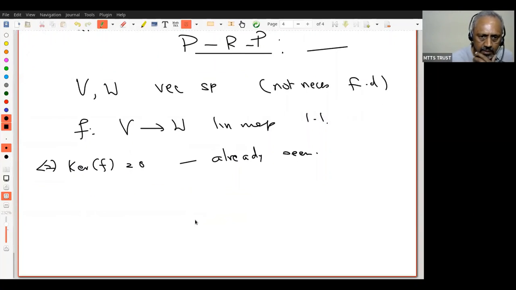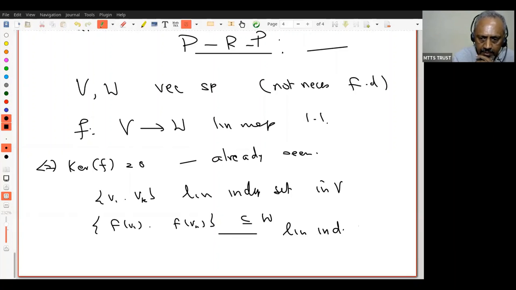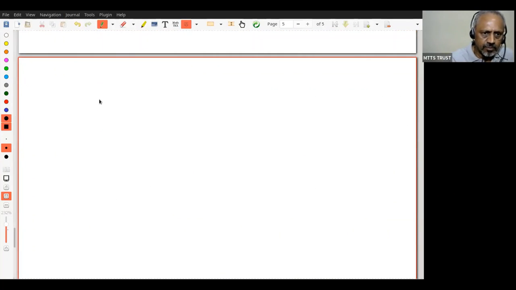I want to extend this a little more. Suppose V1, V2, ..., Vk is a linearly independent set in V. Then I can look at the images f of V1, ..., f of Vk. This is a subset of W. I want to show this is linearly independent. In other words, we can simply paraphrase it: a one-to-one linear map f takes linearly independent sets to linearly independent sets. It maps linearly independent sets in the domain to linearly independent sets in the codomain. I'm just paraphrasing in many ways so that you get to understand it better. So the proof is easy.